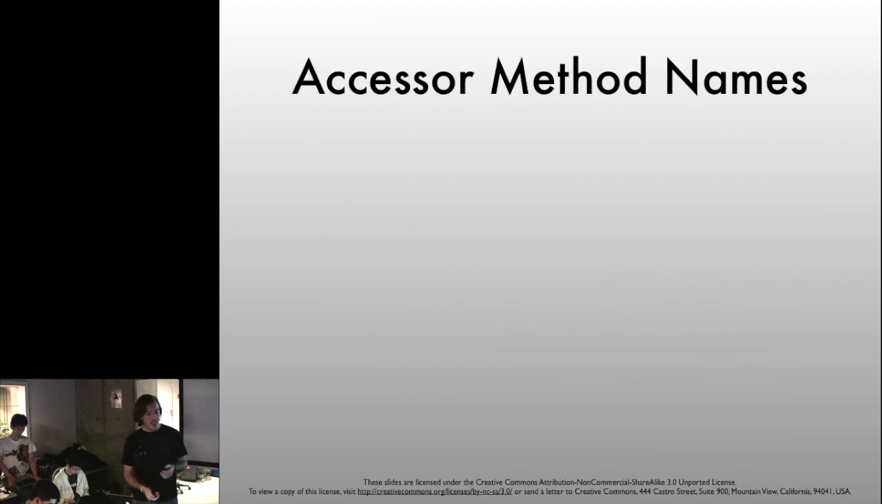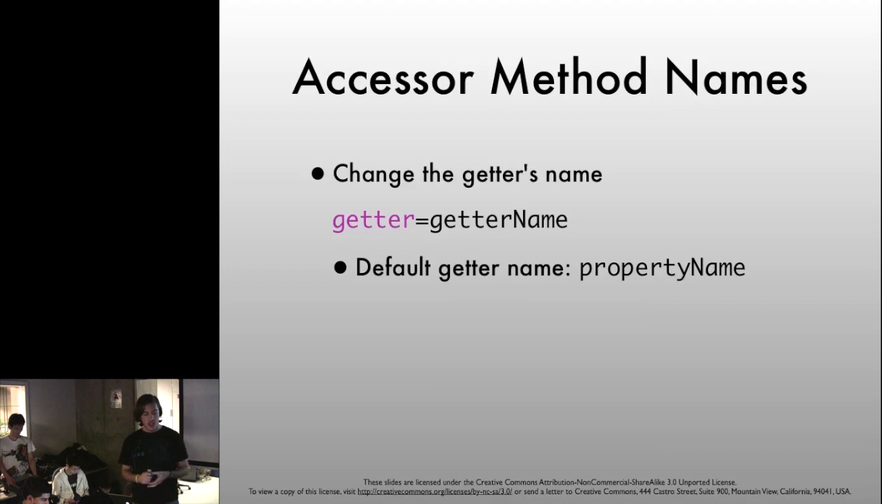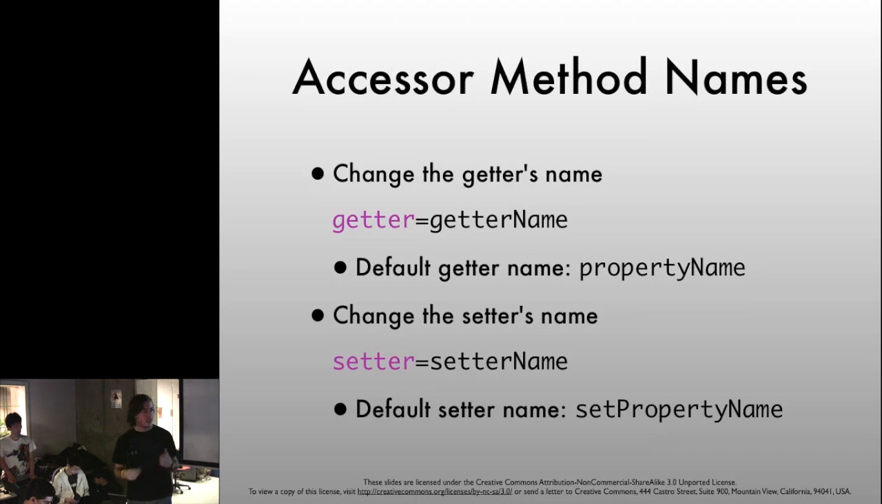The first thing you can do that's pretty easy is change the names of the methods that get generated. By default, the getter is just the name of the property. If you want to change the name of the getter method, you can say getter equals the name of the getter you want, and it can be some other custom method name, so that when you call the method, you'll use that method name rather than the default property name. Similarly, you can change the setter, which by default is set plus the property name. If you want to change the setter, you can say setter equals the name of some setter, and that will be the new method name of the setter.